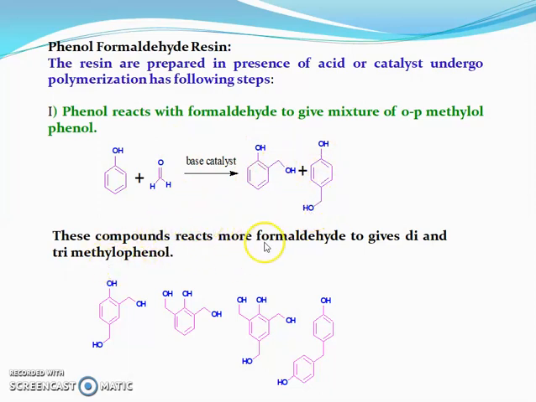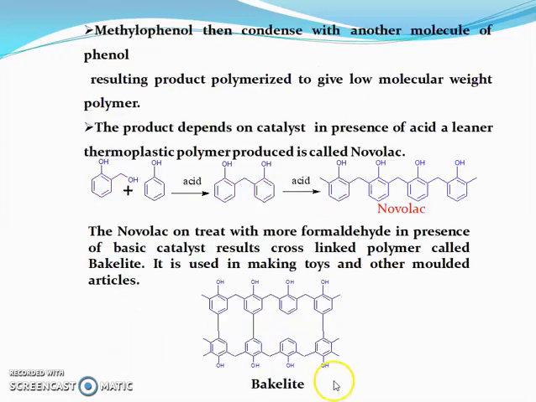These compounds react with more formaldehyde to give a dimethylphenol, like this, and a trimethylphenol, like this. In the next step, methylolphenol then condenses with other molecules of phenol. The resulting product polymerizes to give a low molecular weight polymer.